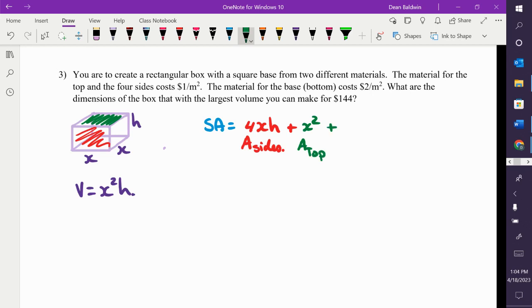Plus, now the area of the bottom has a different cost, but what is the area of the bottom? It's going to be x squared as well. Don't add those together. Area of the bottom. Okay, that gives us our surface area, but that's not what we're restricted by. We're restricted by the cost of $144.